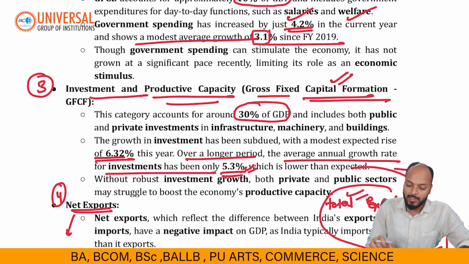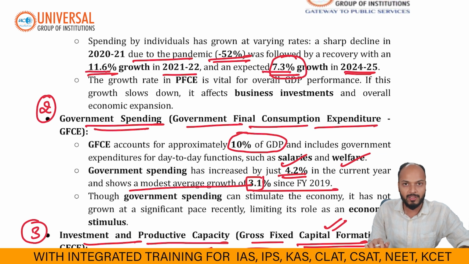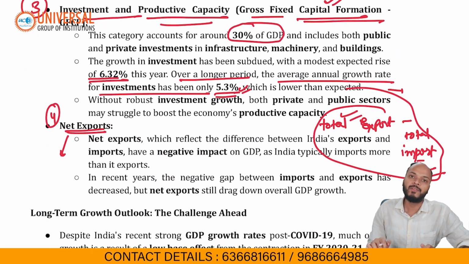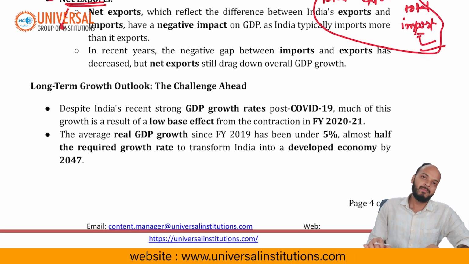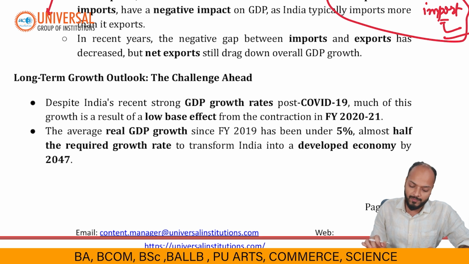So because of all these four components of GDP calculation by the expenditure method, in all four of them, we are lagging. Our GDP growth rate is below the expected rate. Now, what are the challenges in front of us because of low GDP?